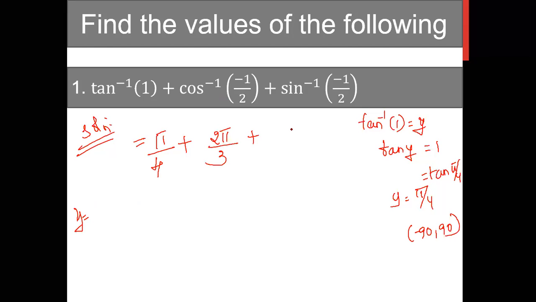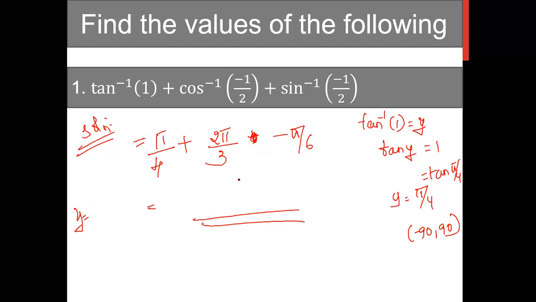So in place of this, substitute 2 pi by 3 plus, what was the value for sine inverse of minus half? This also we have done. Minus pi by 6. Good Aishwarya. We got it as minus pi by 6. Now add it up and give me the answer.